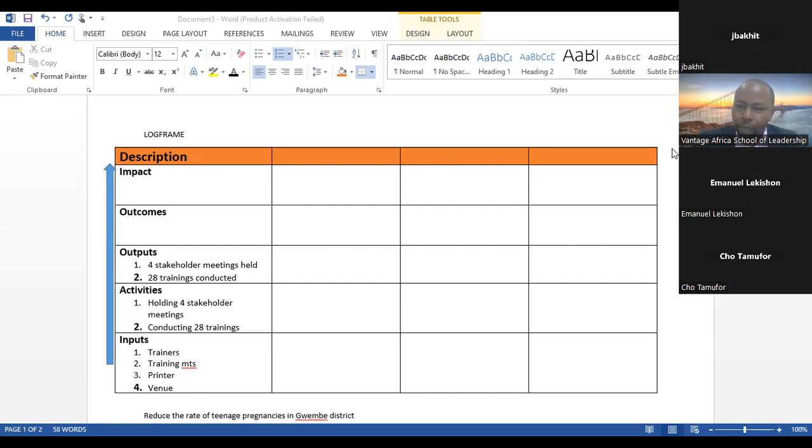Now remember, we need to come back to the question on why. Why are we doing all these things? We are doing all these things to reduce teenage pregnancies. And therefore, the reduction of teenage pregnancies, which is the purpose of our project, becomes our outcome.